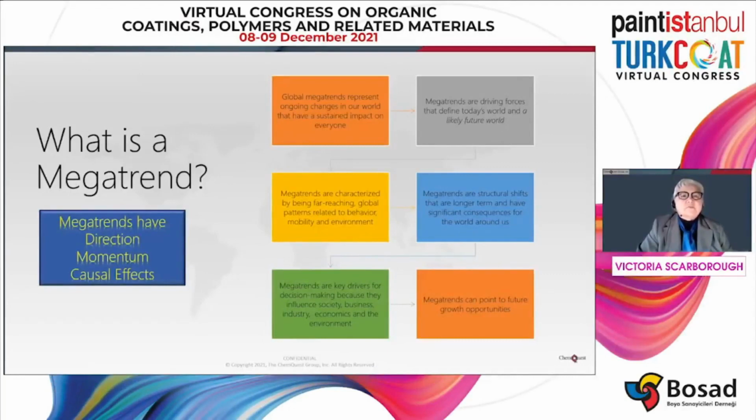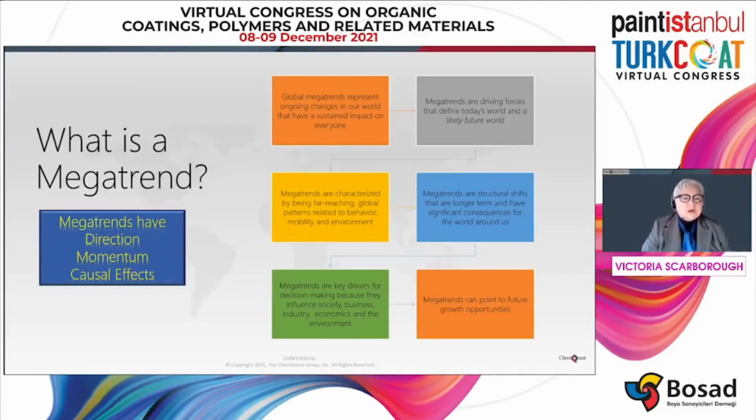Megatrends represent changes in our world that have a sustained impact on everyone. For example, the COVID crisis had a sustained impact on everyone. And it is a driving force, a megatrend, towards the likely future world. And this is characterized by global patterns that are related to our behavior, our mobility, and the environment. There are often structural shifts that accompany a megatrend that have long-term and significant consequences.